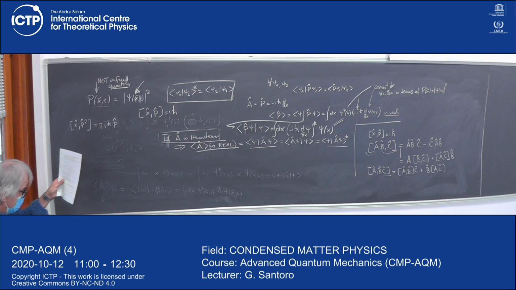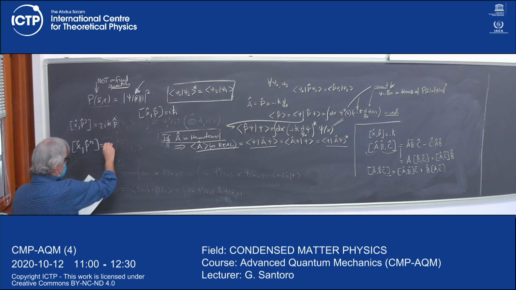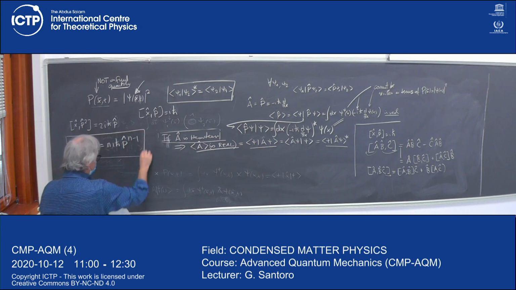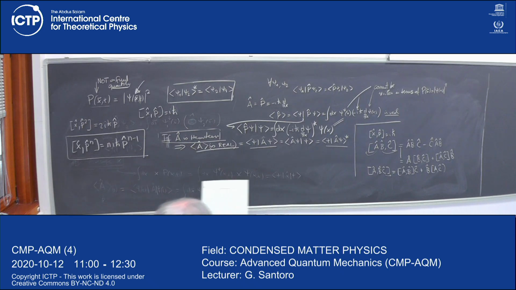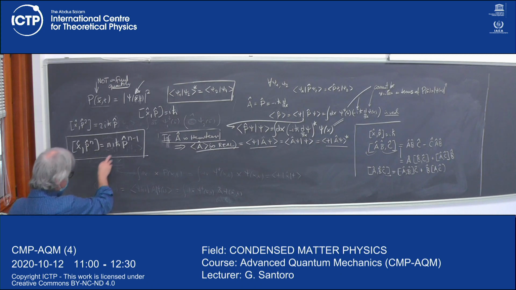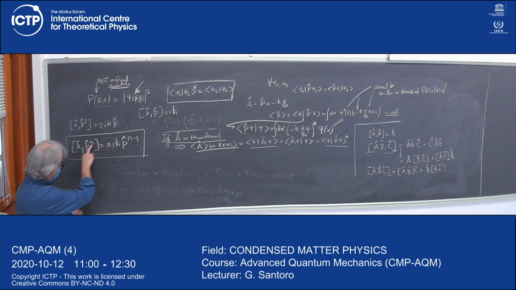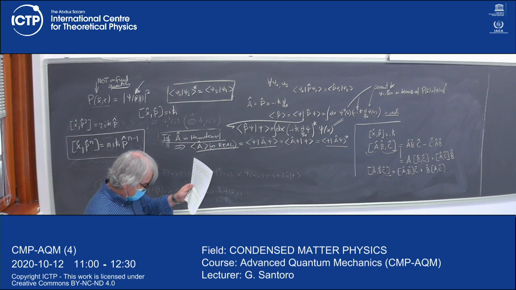Then you can prove other things. For instance, you can prove that the commutator of x and p to the power n is equal to n i h bar p to the power n minus 1. Try by mathematical induction. Which suggests, you see, there is like a derivative rule. You bring down n and you get n minus 1.